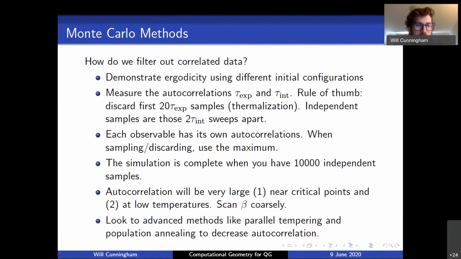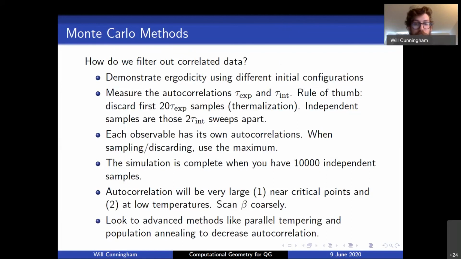I've written a bit here about how to filter out correlated data. Basically, it's very important that once you do these simulations, you measure autocorrelations. And you have to do this for not just something like the energy or the action, but many observables, because they will have different autocorrelation times. And so things which appear to be statistically independent might actually be correlated if you're looking at, for instance, the length of the longest path in a Lorentzian graph, or the diameter of the graph in the Riemannian case.